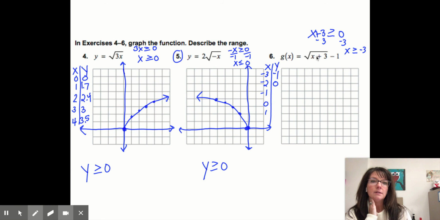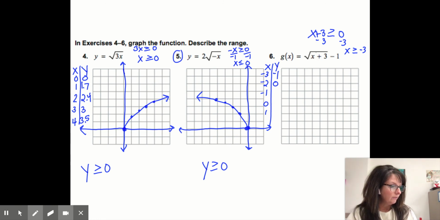Negative 1, this gives us the square root of 2. And if I calculate that, that's about 1.4. And then we'll subtract 1, and we get a decimal value of this 0.41 something. Okay, so 0 plus 3, now we're taking the square root of 3, and then we're going to subtract 1, so we'll get about a 0.7. 1 plus 3 is 4, so we should get 1, 1.